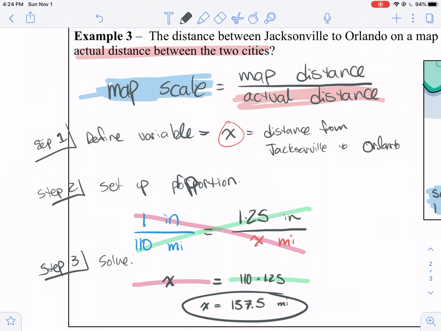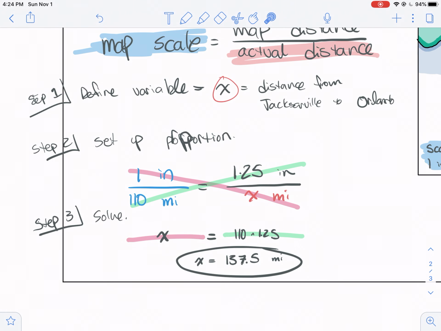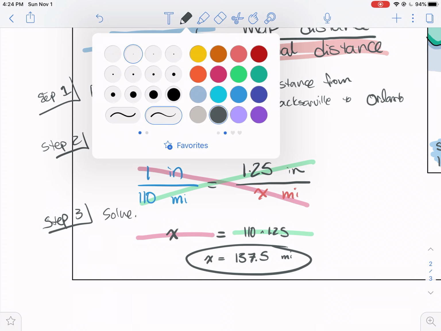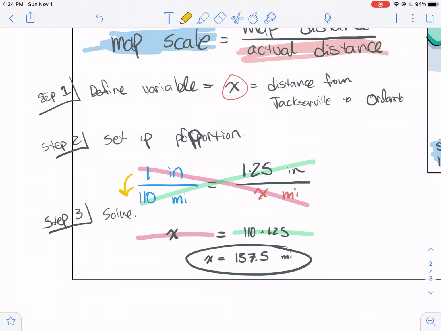Yay. Okay. Notice when we set up our proportion that we need to have similar figures lining up. We always have the map stuff together, and we have the real distances together. We have our scale all together, right? 1 inch represents 110 miles. So these go together because they represent each other. And then 1.25 inches represents the distance between the two cities.